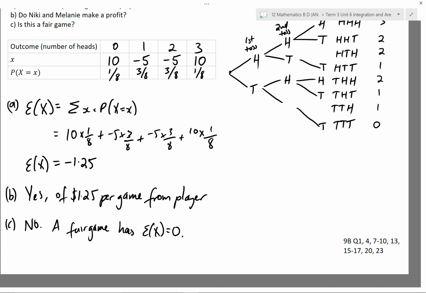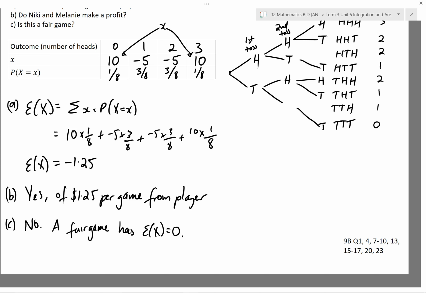Well, let's think about changing the price. So where I see these two -5s, I could put X instead, and see how much we should charge them to play for it to be fair, to see what will get me an expected value of 0. Or I could set the winning amount to X as well. See how much we should pay out for the game to be fair.